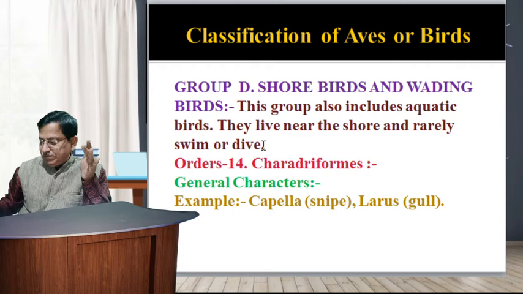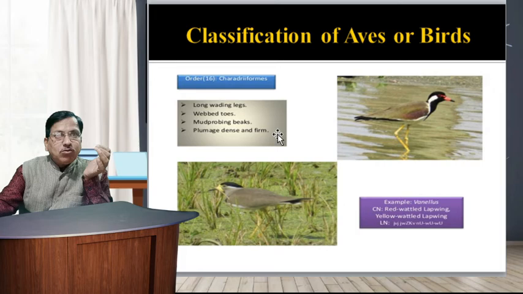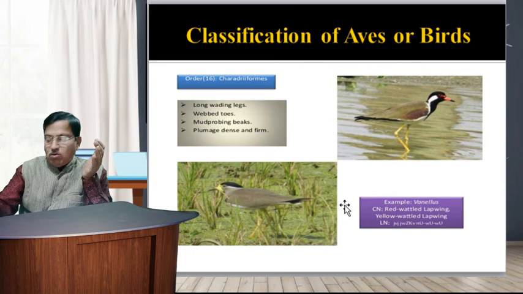This is called a Lapwing. It is called titvi in Marathi, living in aquatic habitats. Larus, gull. Next, order 15 is the Ciconiiformes.